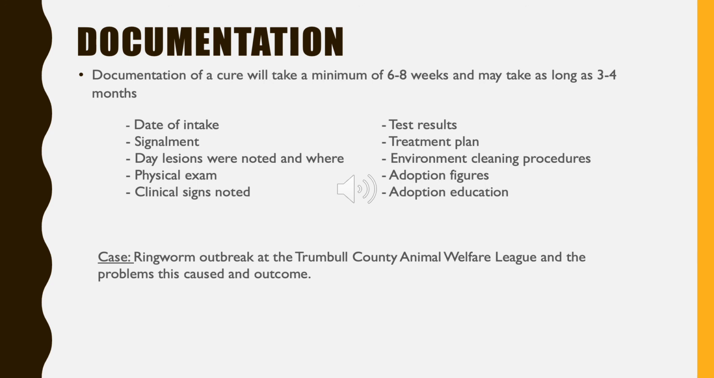Number 6, test results ongoing. These are ongoing throughout the treatment and recovery periods. Number 7, treatment plan ongoing. This is ongoing until the cats have tested negative 3 times in a row. Number 8, procedure for cleaning environment. How the environment was treated each day, how many times, what was used, and who treated.